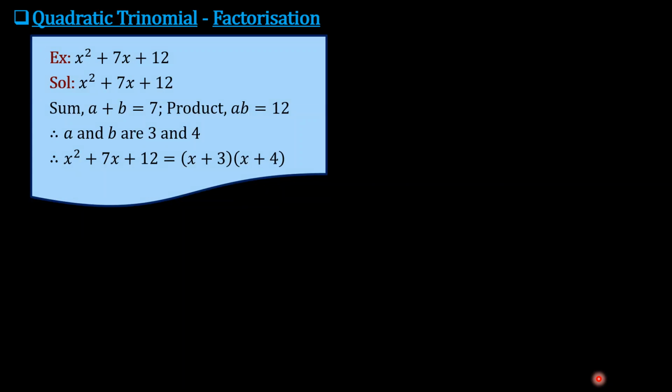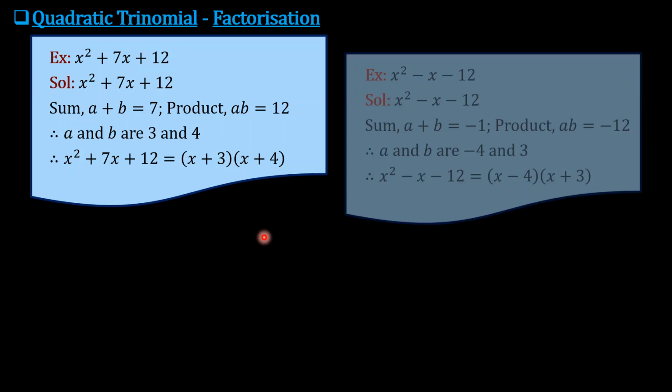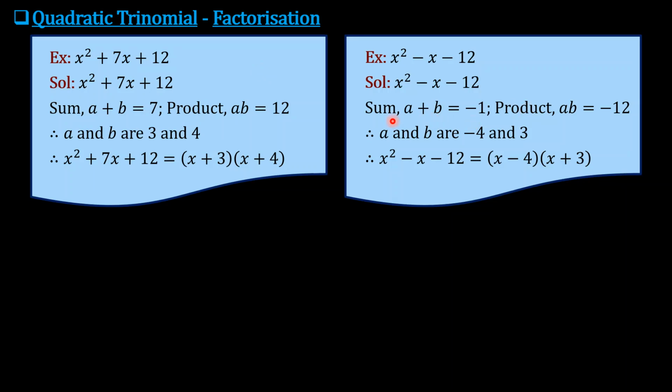Example. For x² + 7x + 12, we can see the sum a + b equals 7 and the product ab equals 12. Therefore a and b are 3 and 4. x² + 7x + 12 equals (x + 3)(x + 4). Now x² − x − 12: in this case the sum a + b equals −1 and the product ab equals −12. Therefore a and b are −4 and 3. These are the two numbers by which we get a + b as −1 and ab as −12. That's why the factorization is x² − x − 12 equals (x − 4)(x + 3).